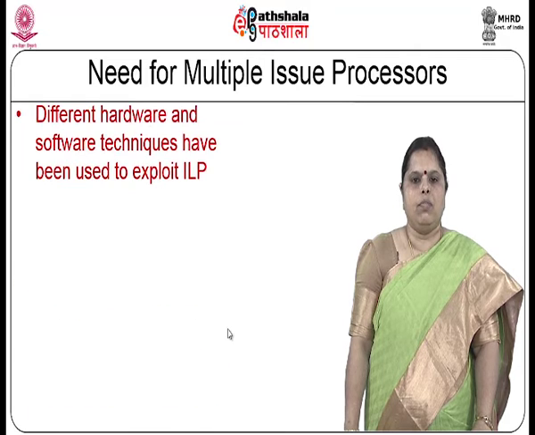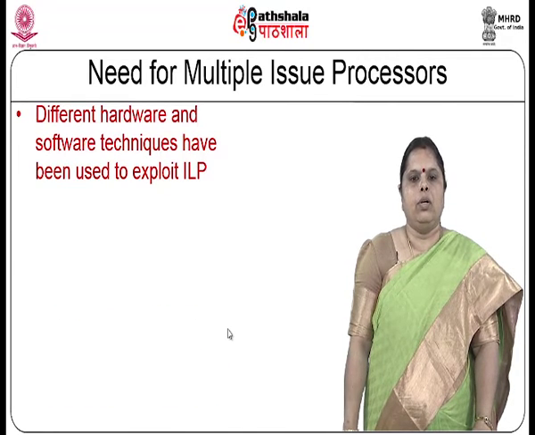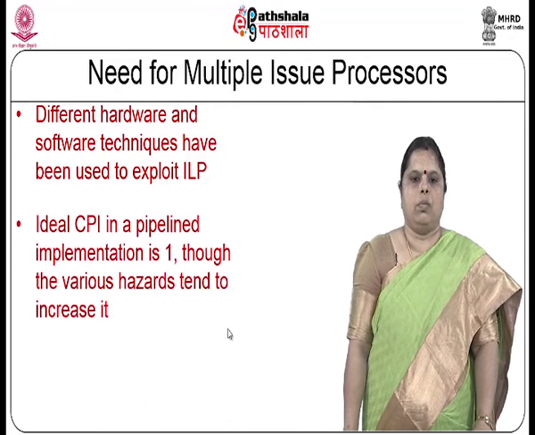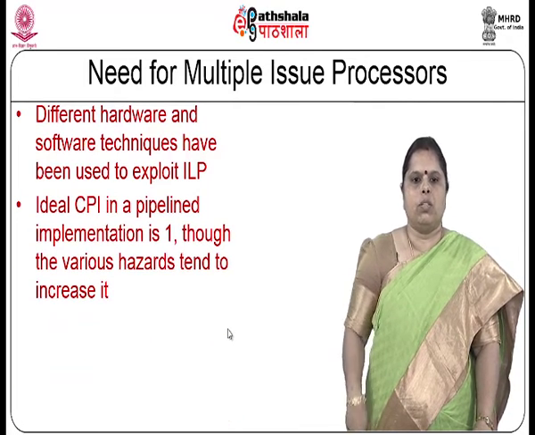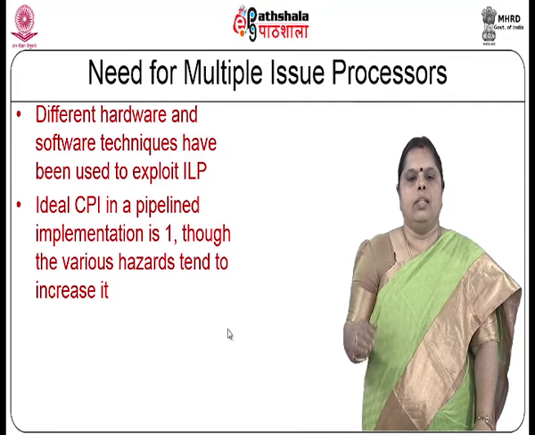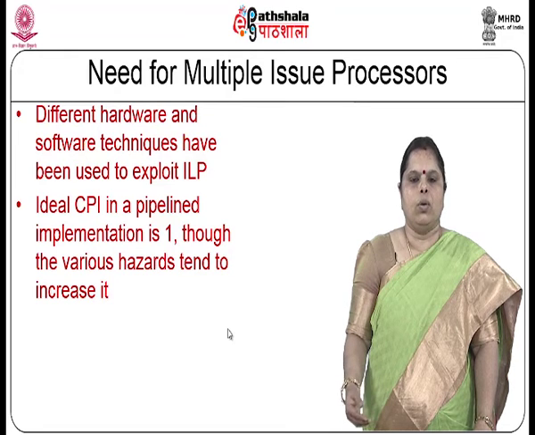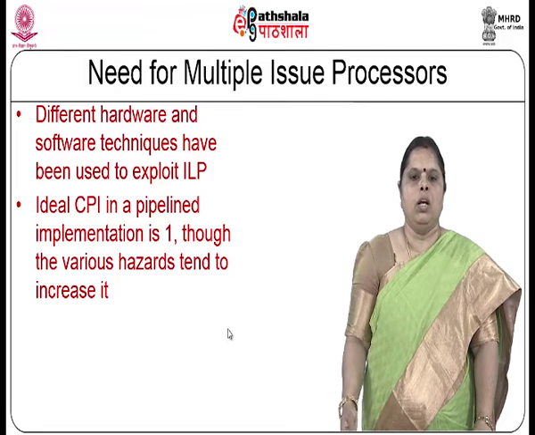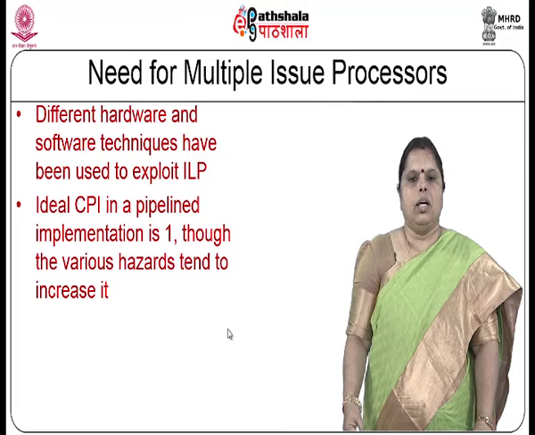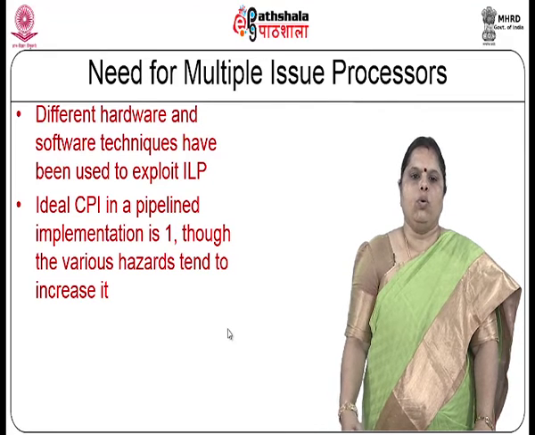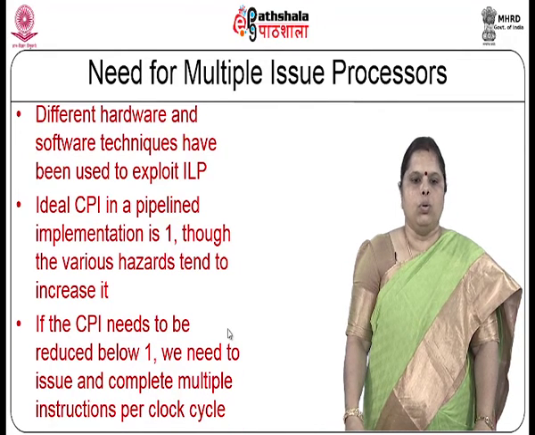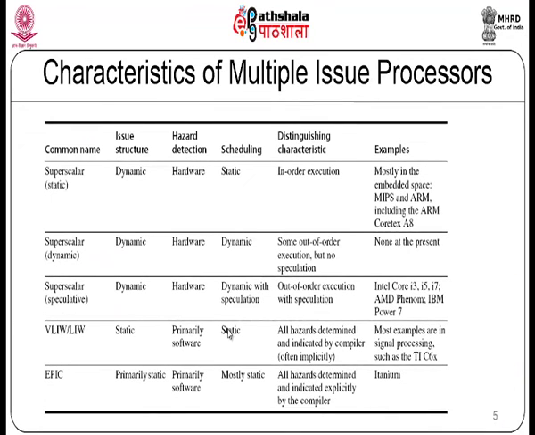If we look at the need for multiple issue processors, in spite of the hardware and software techniques that we have been using for exploiting instruction level parallelism, it is not possible for us to reduce the CPI below 1. The ideal CPI value that we can get with a single issue processor is only 1. So, to reduce the CPI below 1, we will have to issue multiple instructions every clock cycle. Then we can look at achieving a CPI value of less than 1. Now, in order to do this, we have to look at multiple issue processors.